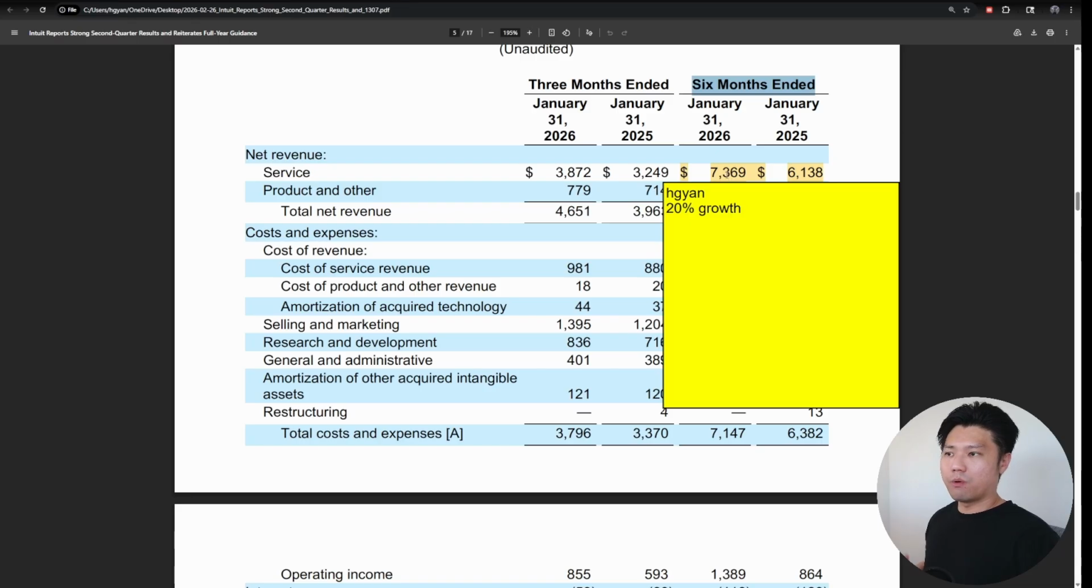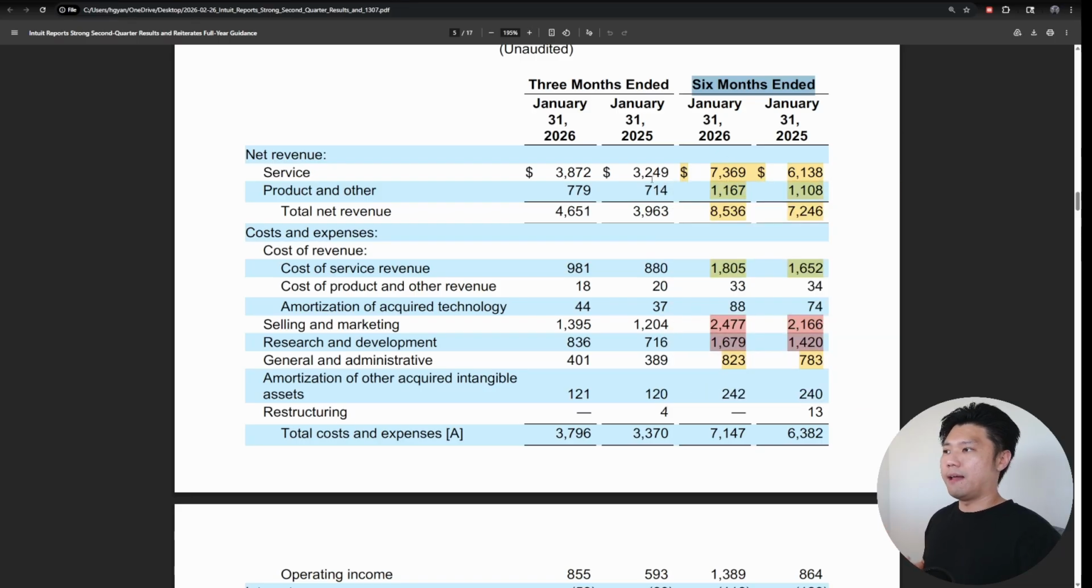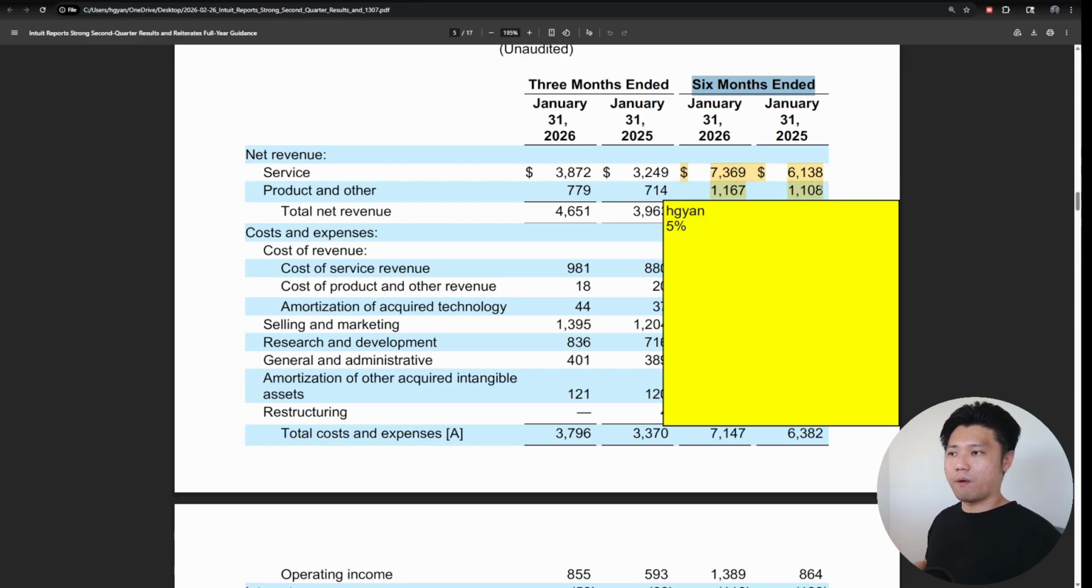The net revenue grew 20%, which is really good, which is what we saw. And that is for the service. And the product is growing about 5%.